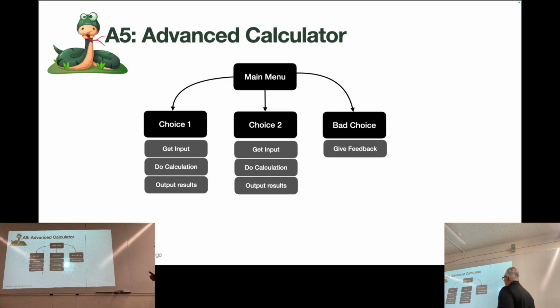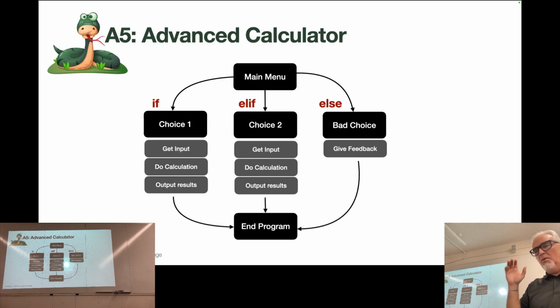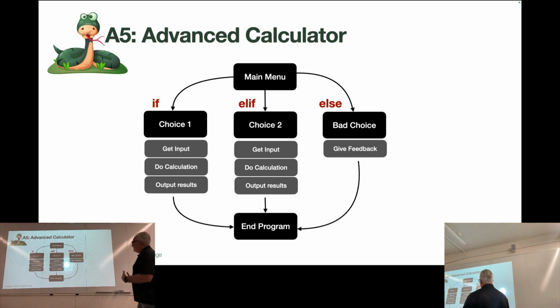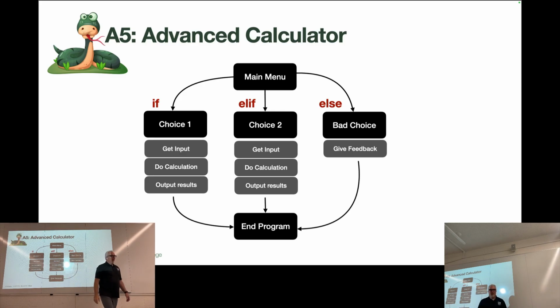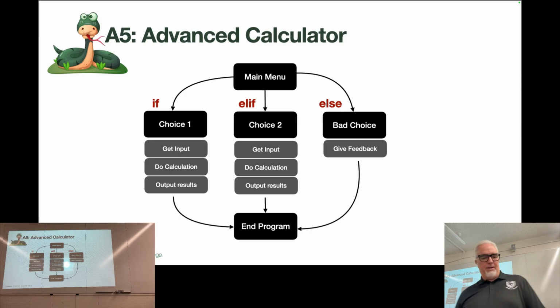Now, in this case, what I want you to do for the user is give them feedback. If they choose something other than one or two, I want you to say, hey, that's not a choice. So this is an if, else situation, right? If, else. And then no matter what they choose, after you go through that line of stuff, whether it's doing this calculation or this calculation or this calculation, then you're going to end the program. So there's just one set of choices, one calculation, that sort of thing.